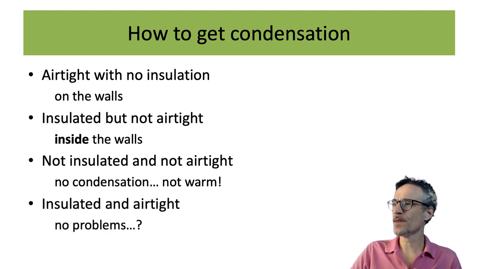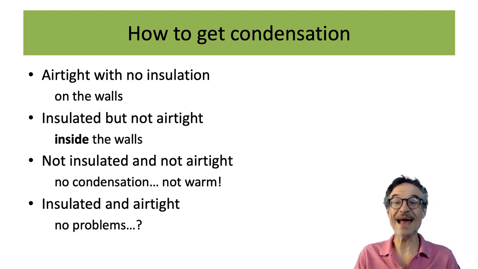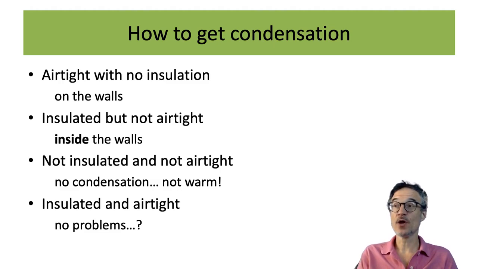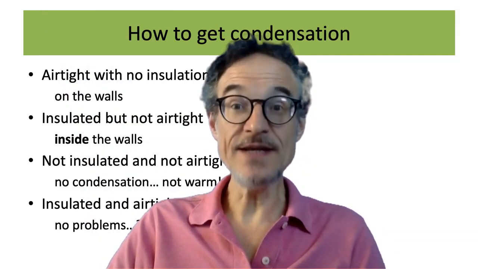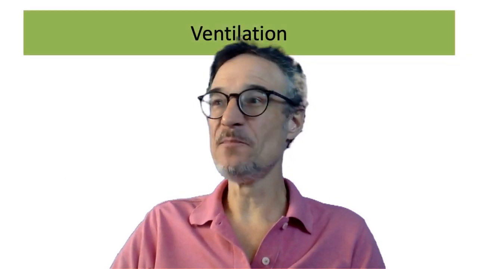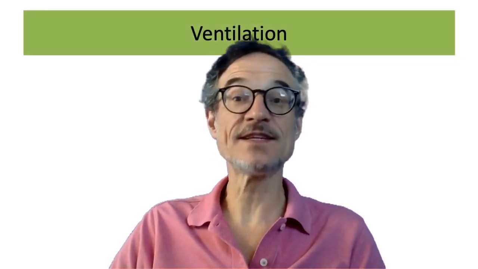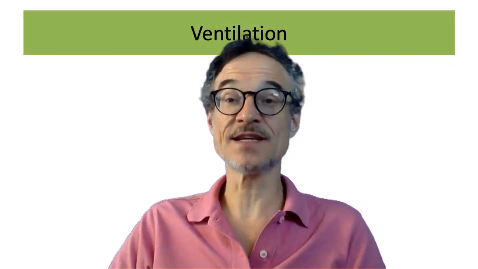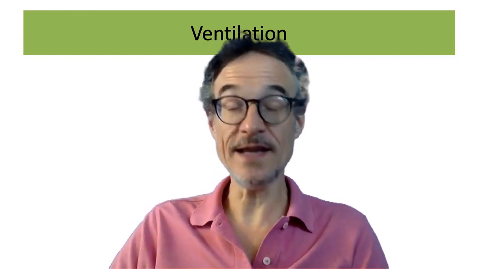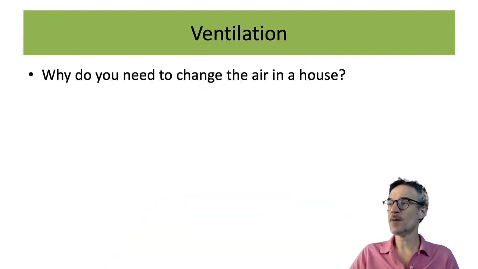So what we want is insulated and airtight. And do we have any problems if a house is insulated and airtight? Well, we do need air, and this is where ventilation comes in. So if the house is airtight, we will get problems because we need air in our house.